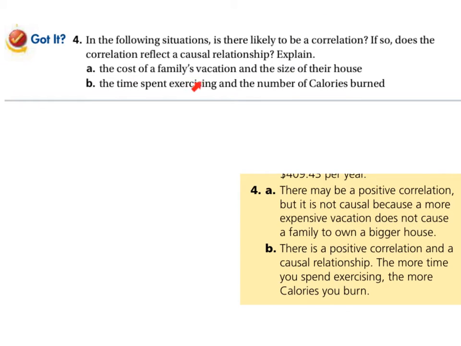The cost of a family's vacation, the size of their house. Now, obviously, there may be a positive correlation. People who spend more money on vacation probably have a fancier house because they have more money. But the vacation does not cause the size of the house, though there's probably a positive correlation there, and you can read the answer down here.